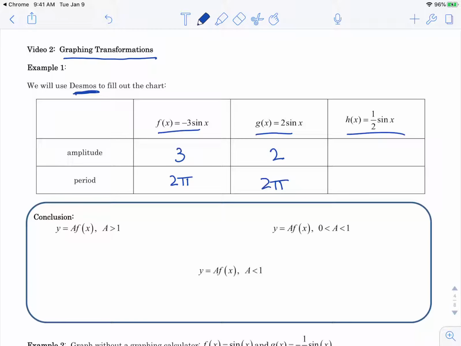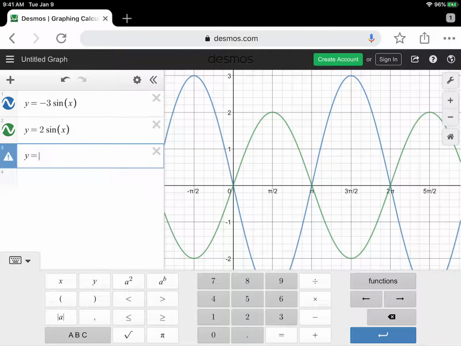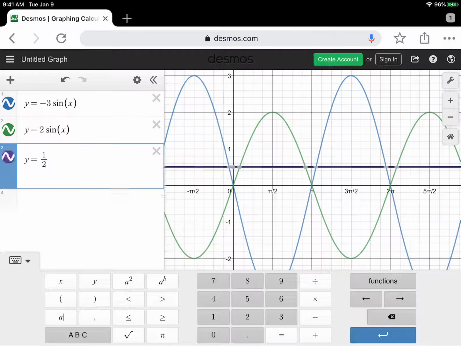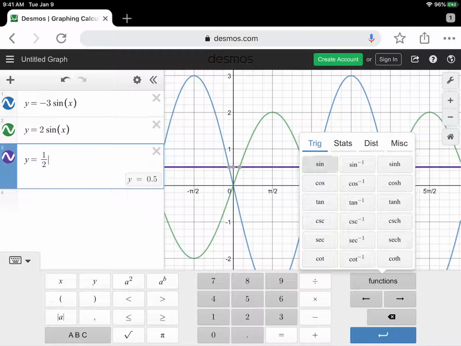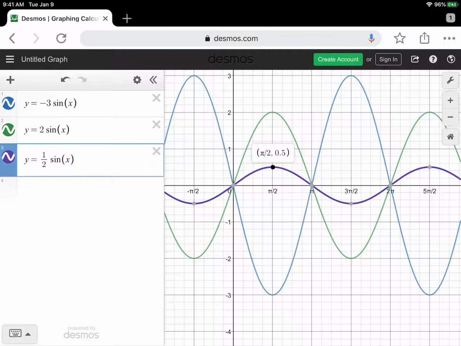So let's make a guess going off these two. It looks like maybe my amplitude should be 1/2 and my period should be 2 pi. Let's make sure that's true. y equals 1/2 sine of x. And what do you know? My height is at 1/2 or 0.5. And my period, if I start here, I go up, down, and hit the x-axis again, and start the cycle all over again. So my period is still 2 pi.